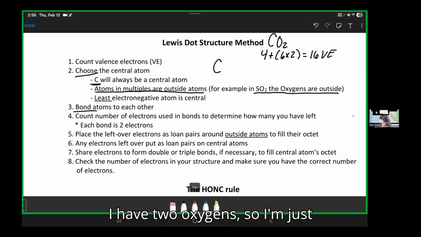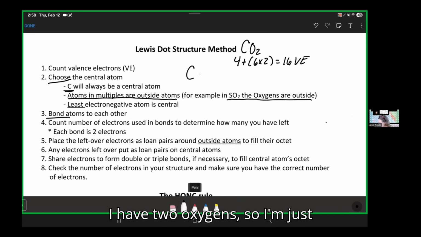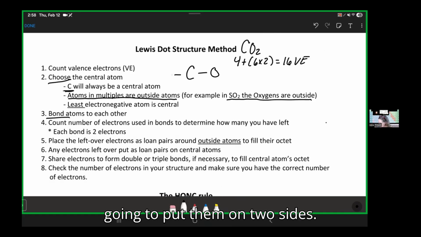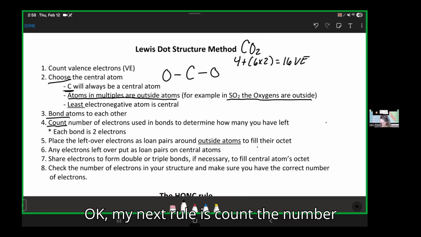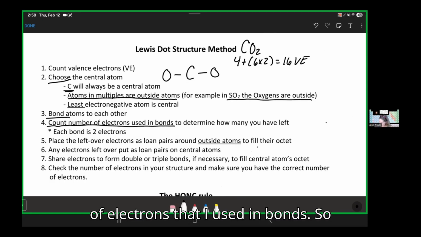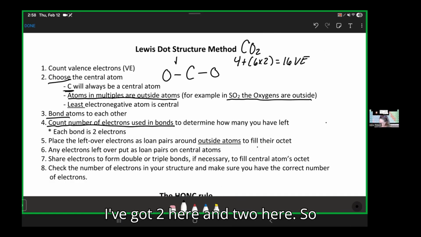Okay, so I have two oxygens, so I'm just going to put them on two sides. Okay, so I've got my two oxygens there. My next rule is count the number of electrons that I used in bonds. So I've got two here and two here, so I've used 4 electrons.